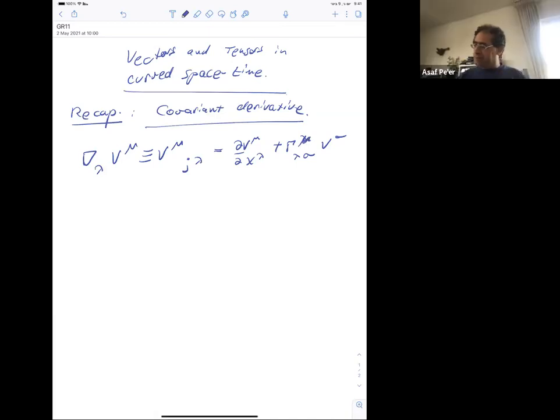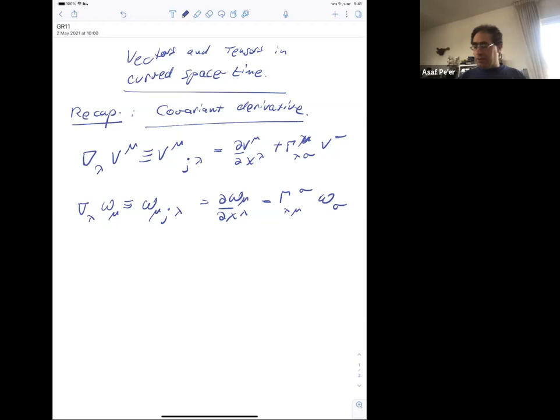So this is the covariant derivative of a vector. Then the covariant derivative of a covariant vector, omega mu semicolon lambda, would be d omega mu over dx lambda. But now, of course, we have a minus gamma. Again, the lambda and the mu will go into the affine connection, and sigma is the dummy index, omega sigma.